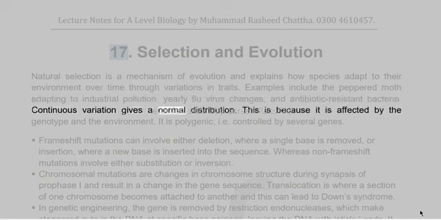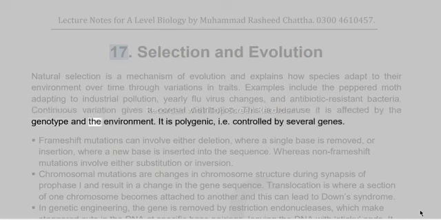Continuous variation gives a normal distribution. This is because it is affected by the genotype and the environment. It is polygenic, i.e. controlled by several genes.